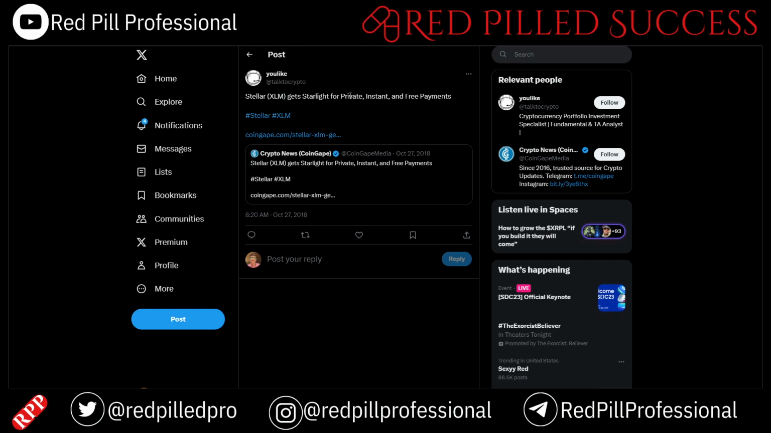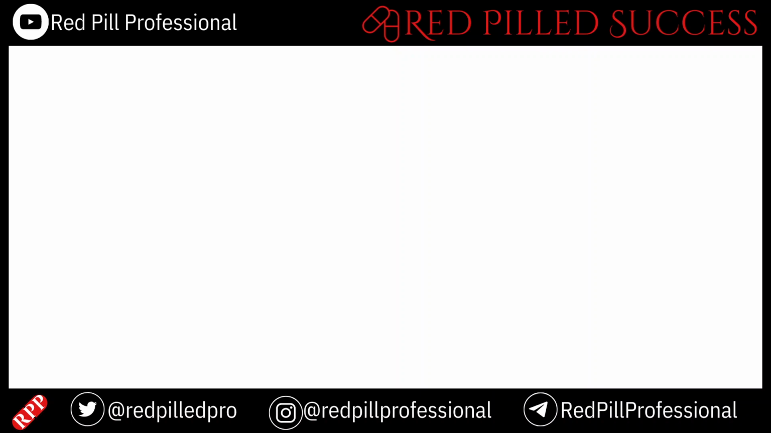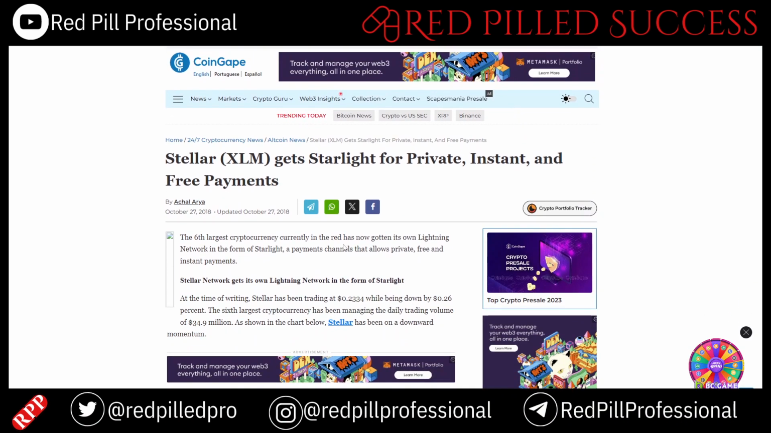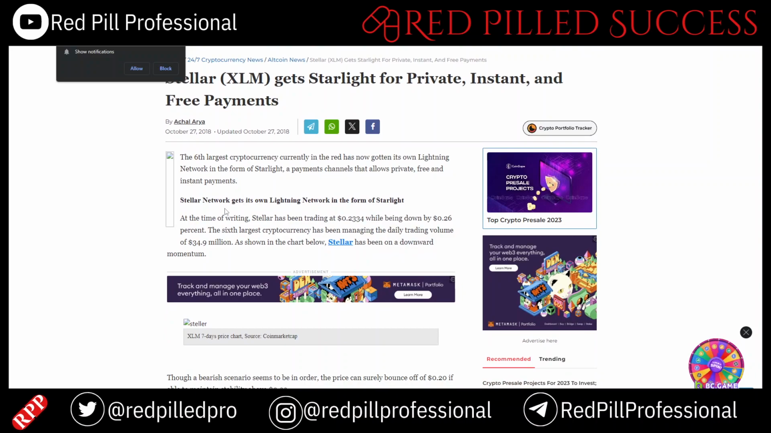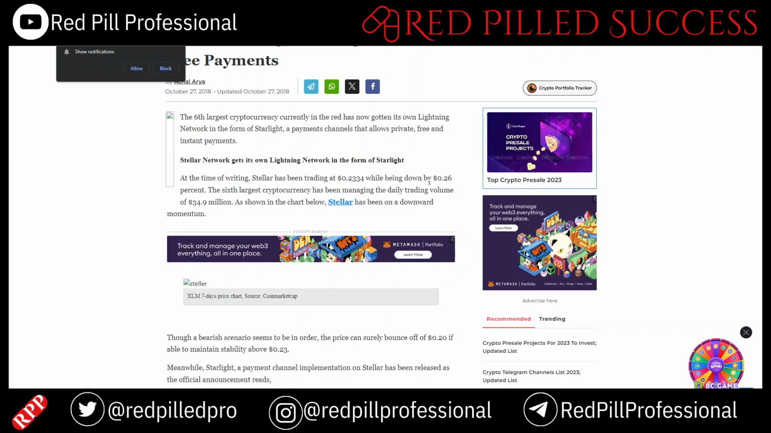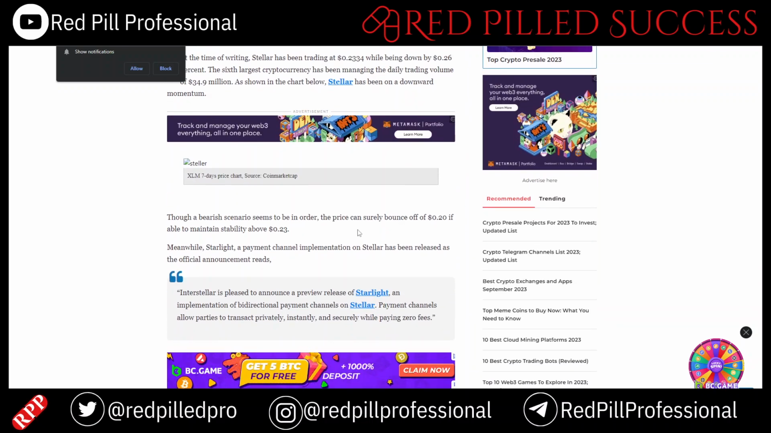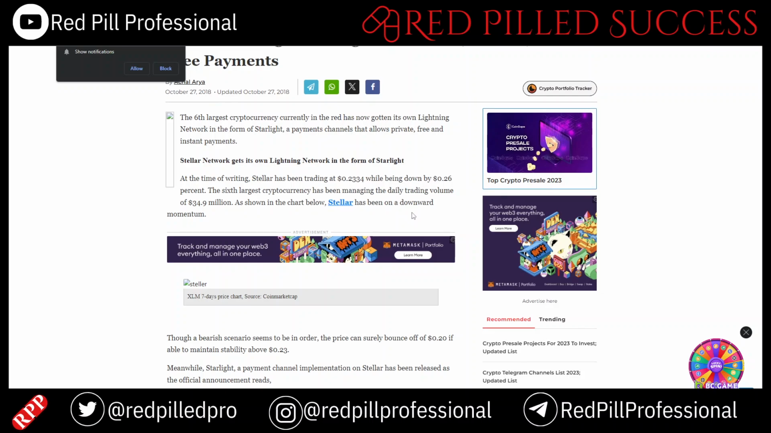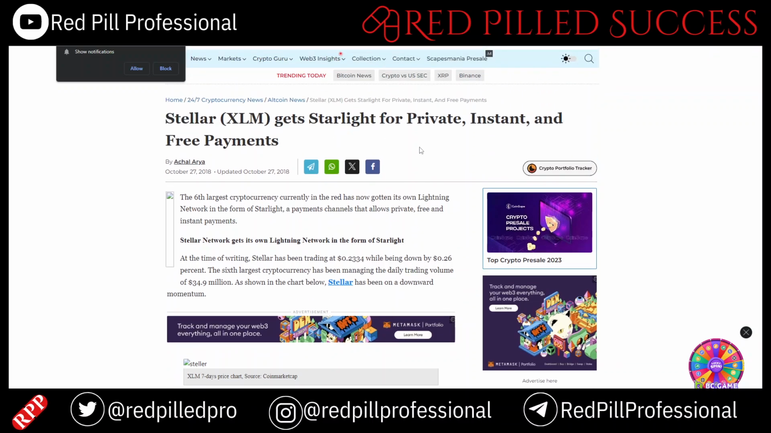So Light gets private, instant, and free payments. And if you go to that article, which I didn't have up for some reason, it'll expand upon it a bit more. So the Light network is essentially the Lightning network that Bitcoin has, but it's for XLM. So if you begin to associate those, I think it'll help explain what Light actually is for XLM.